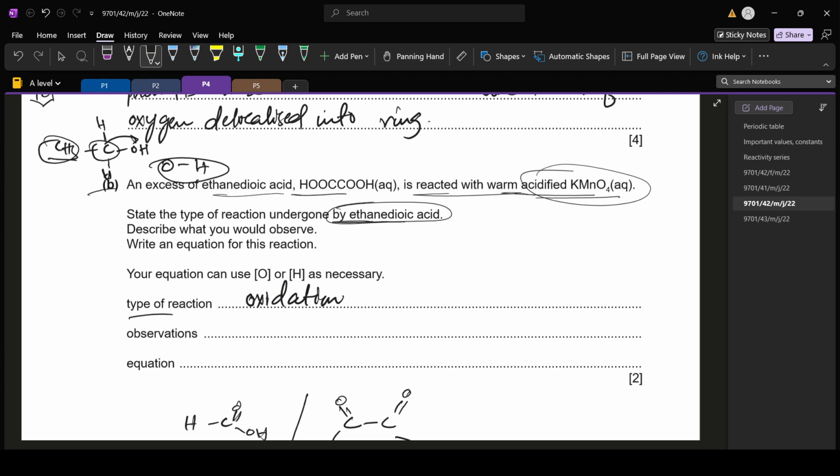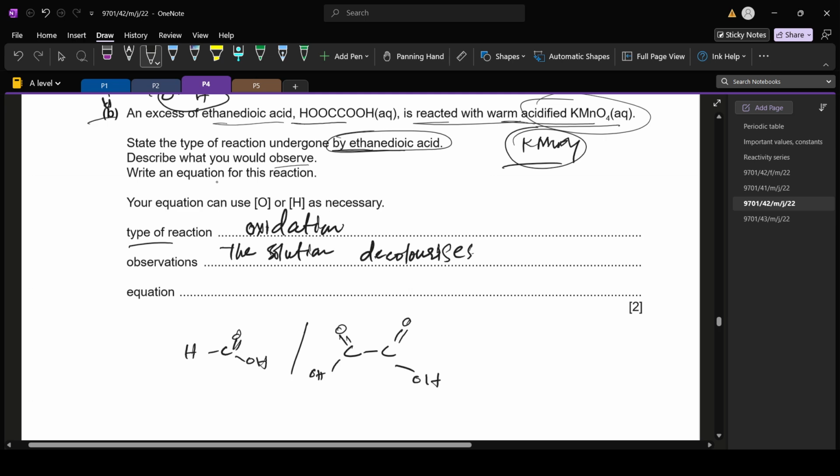Now describe what you would observe. The KMnO4 has a purple color. So the purple color will decolorize. What will you observe? The solution decolorizes. It initially has a purple color, then the solution will decolorize.